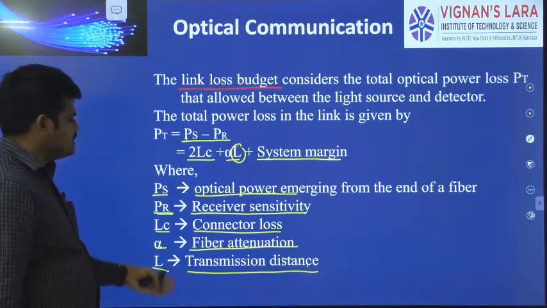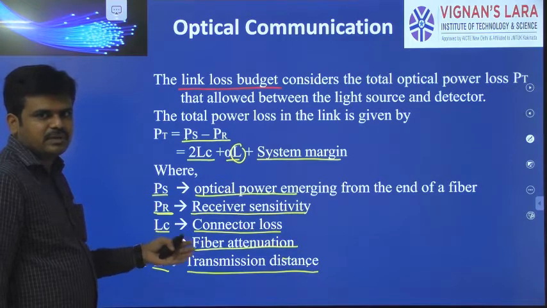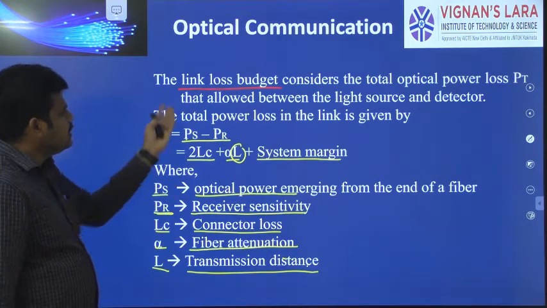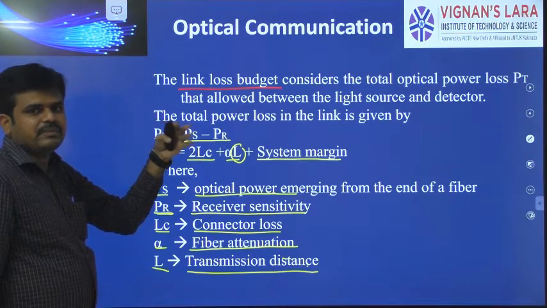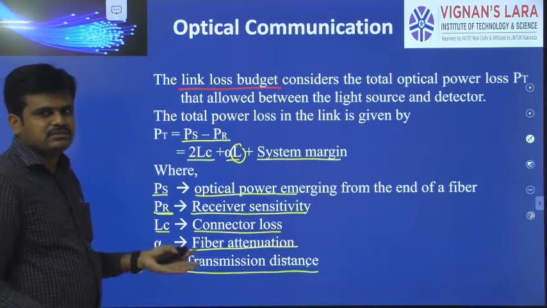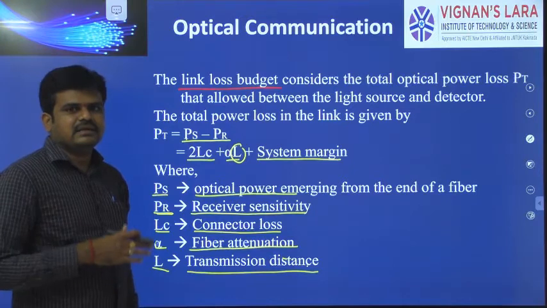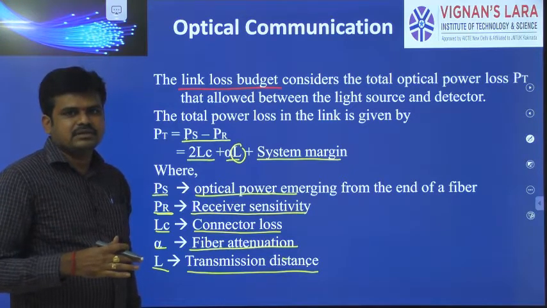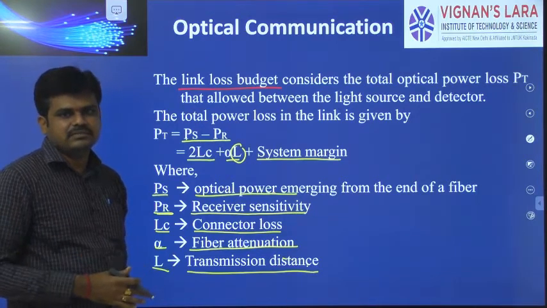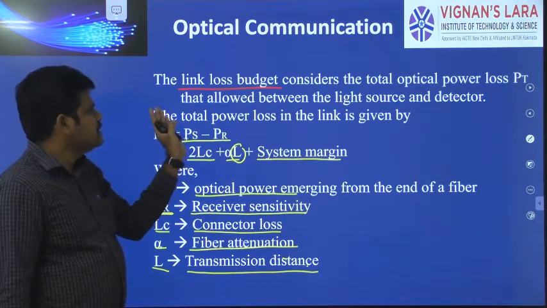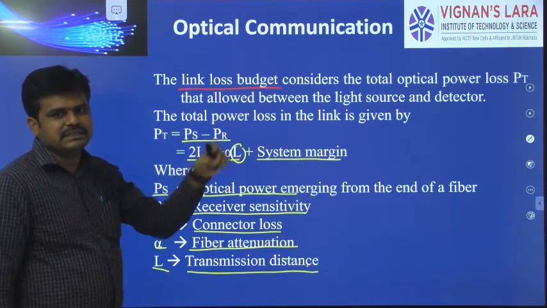So with all these power values, the loss of power at different points, we can calculate the link loss budget. Okay, link power budget. Now you tell me what is link power budget. Link power budget means calculating the power loss at different points throughout the entire transmission distance in an optical communication link. It is called the link power budget or link loss budget.